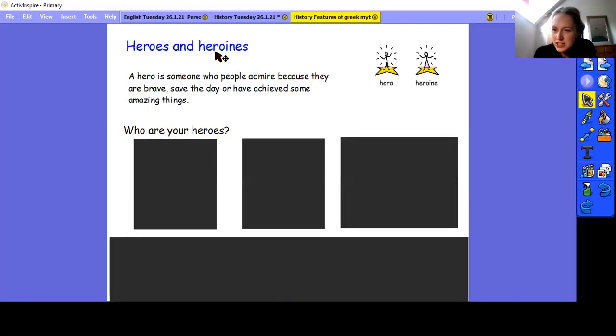The next ingredient in our Greek myth kind of cake mixture is heroes and heroines. So they're the same thing, but just one's a boy and one's a girl. A hero is someone who people admire, and they're admired because they're either really brave, or because they come and save the day, or because they've achieved some really, really amazing things.